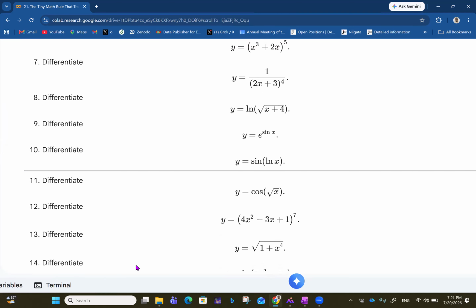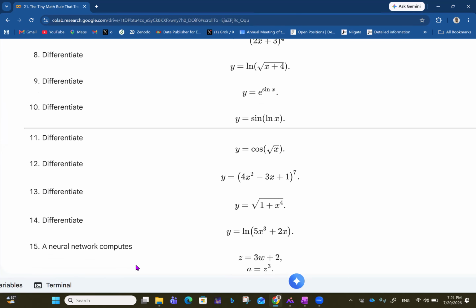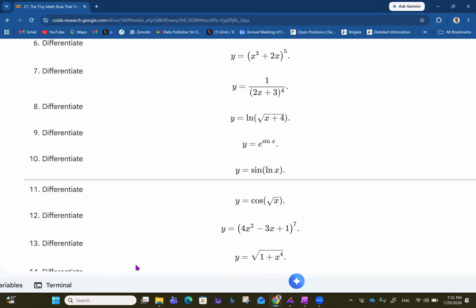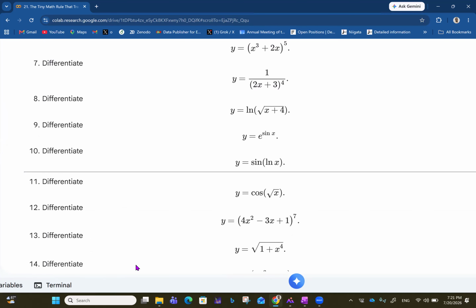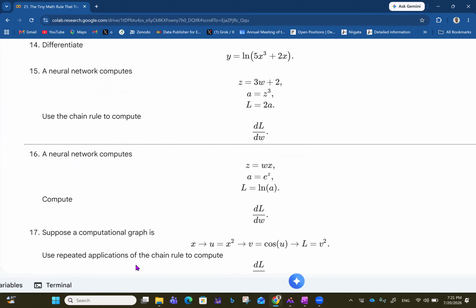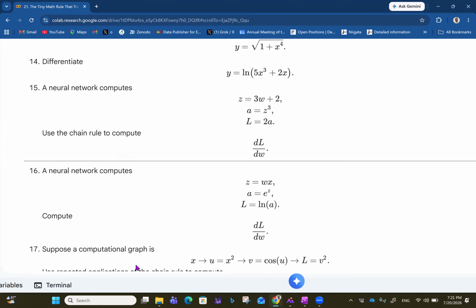Then here you can see 7 to 13, in fact. Then 14 downwards. So here, like I said, I'll be solving problems 15 and 17. So I'll be taking care of this 15. A neural network computes Z to be 3W plus 2. A is Z cube, L is 2A. Use the chain rule to compute dL/dW. So that should be straightforward.